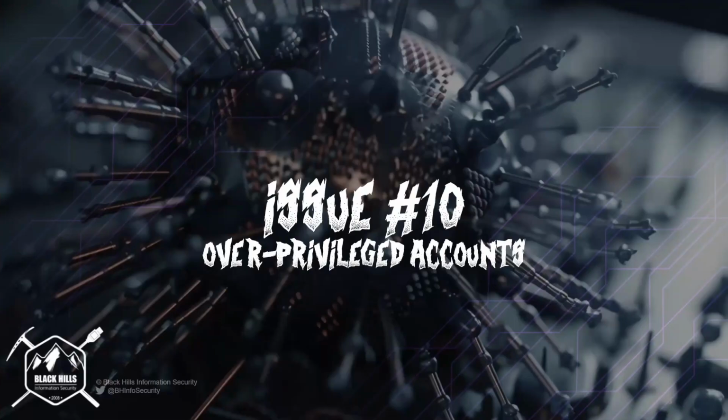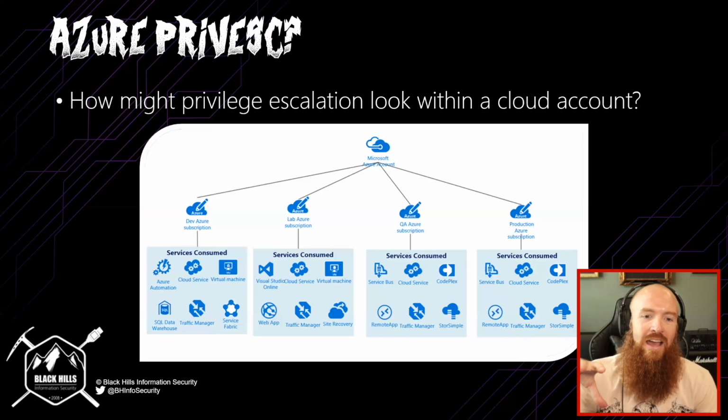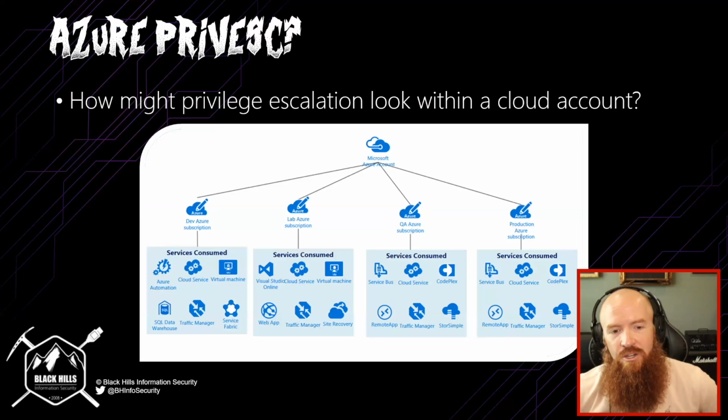Issue number 10, overprivileged accounts. So just like any authentication system, you have to worry about giving too many permissions to people. So how would privilege escalation in the cloud look, right? Like, how does it look? It's not much different than it is internally, to be honest. Here's some, I guess, high-level description around how privilege escalation looks in Azure.